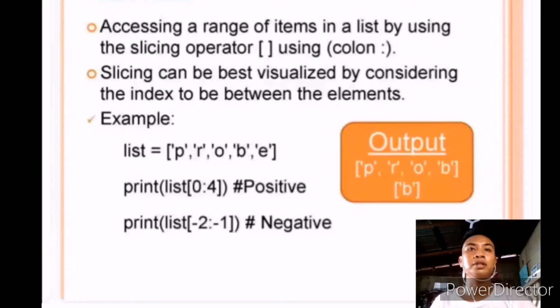And here is the example. list = ['P', 'R', 'O', 'B', 'E']. print(list[0:4]), positive numbers. print(list[-2:-1]), negative numbers. And as you can see, here is the output: ['P', 'R', 'O', 'B'] and ['B'].